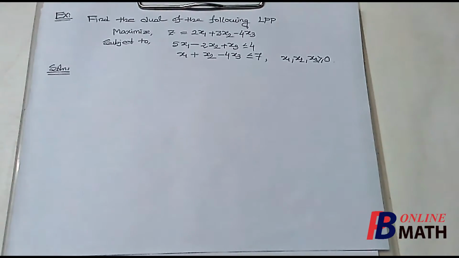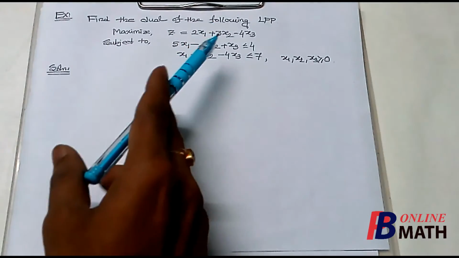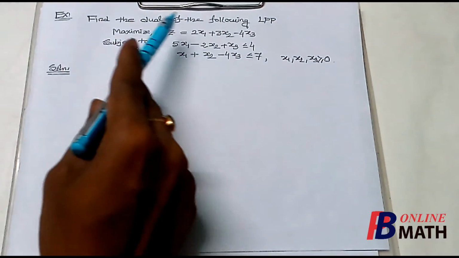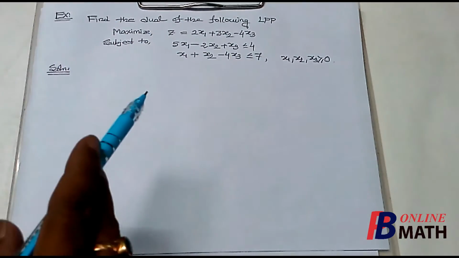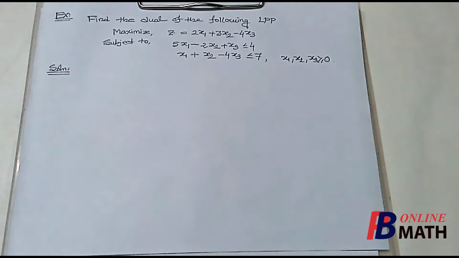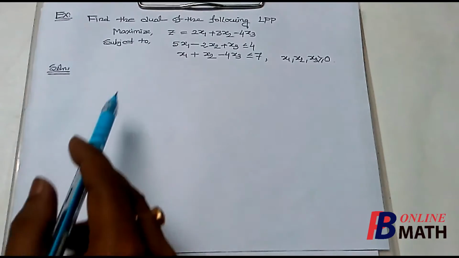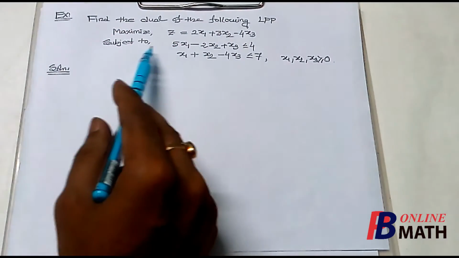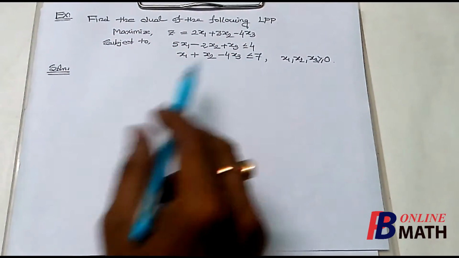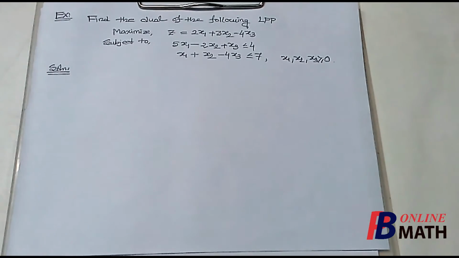Now let us give one example here. Find the dual of the following LPP. So it is given that you have to find the dual of this primal problem. So this is the primal problem, and we know that to find its dual, we have to first write the primal problem in standard form. Standard form means if the problem is a maximization type, then we shall write all the constraints in less than or equal to form, and if the problem is of a minimization type, then we shall write all the constraints in greater than or equal to form. Now here we find that the problem is maximization type and all the constraints are already in less than or equal to form. So we can easily find its dual.